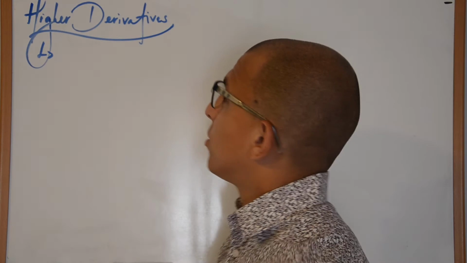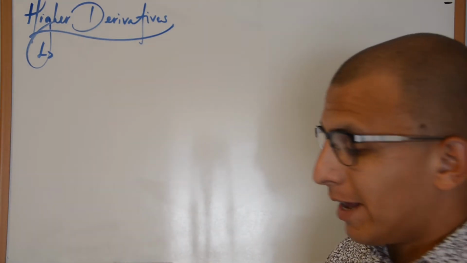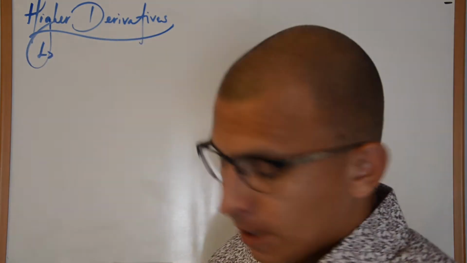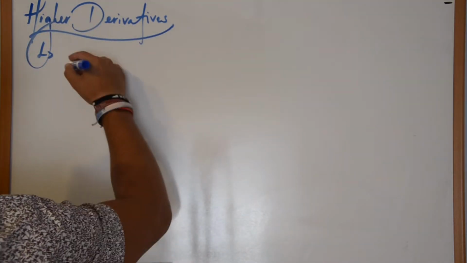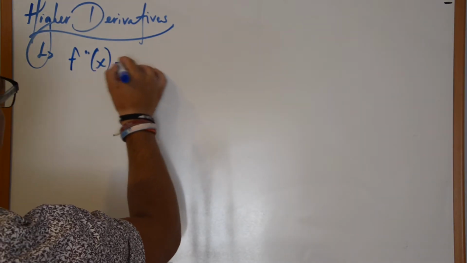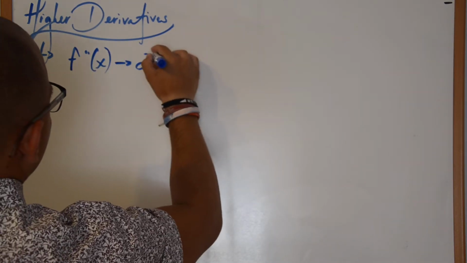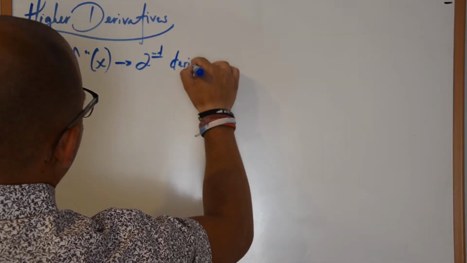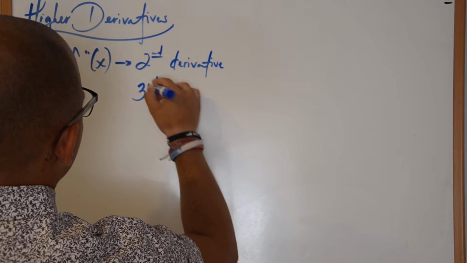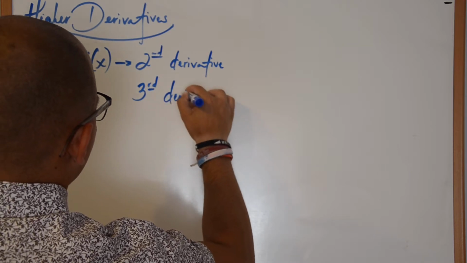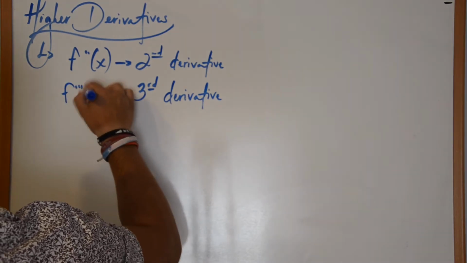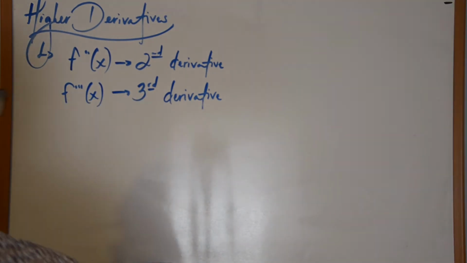And we're back. This time talking about higher derivatives, which is going to be an extremely simple, short, direct topic. If we wanted to say that we were taking the second derivative, we can write 2 tick marks for f double prime, second derivative. Third derivative would be f triple prime of x.